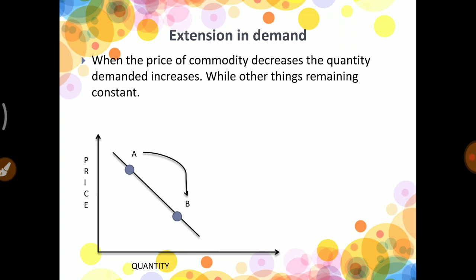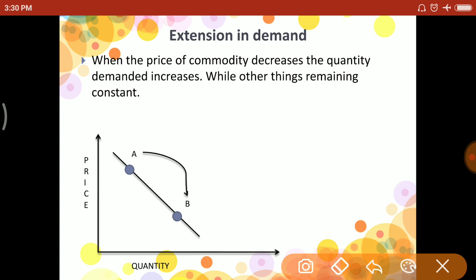When the price of commodity decreases, the quantity demanded increases while other things remaining constant. What are the other things? That price of related good, taste, income, expectations, ये सारी चीज़ें constant रहेंगी. तो अगर प्राइस डिक्रीज हो रहा है, अल्टीमेटली क्वांटिटी डिमांडेड आपकी क्या होगी? इंक्रीज होगी. See the quantity demand shifts from A to B as the price reduces. So ultimately this is known as extension in demand.